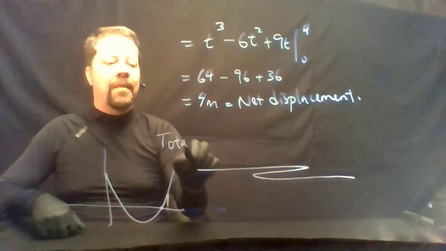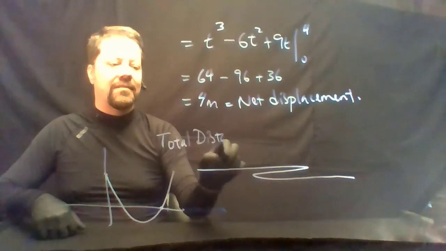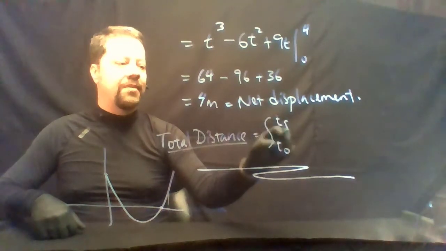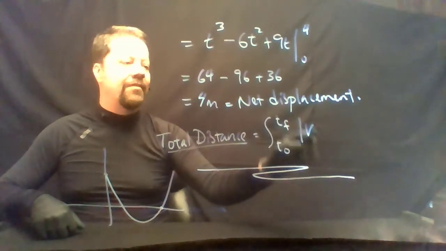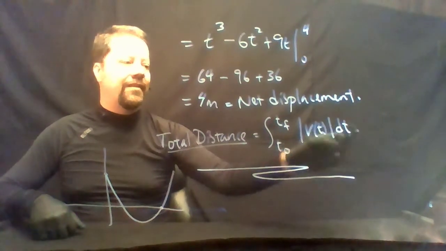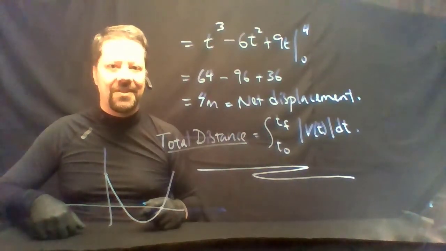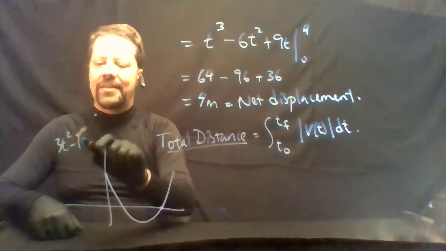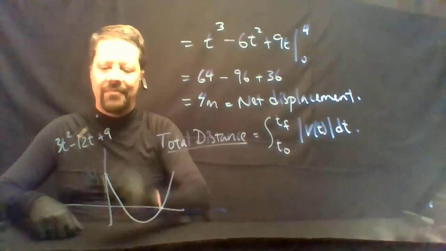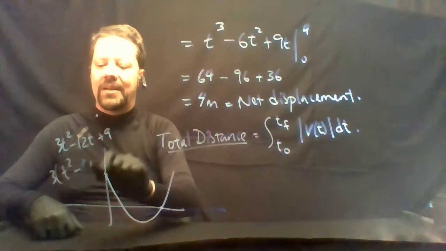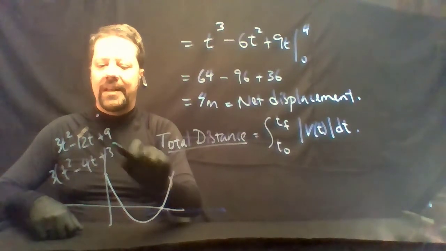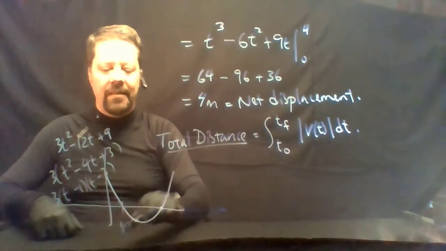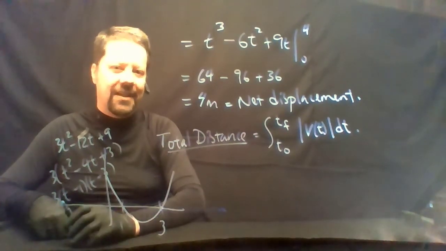So the total distance is the integral from some initial time to some final time of the absolute value of the velocity function. That's a different story. In this case, our function was 3t squared minus 12t plus 9, which we can factor as 3 times t squared minus 4t plus 3, or 3 times t minus 1, t minus 3. Between 1 and 3, the function is negative.